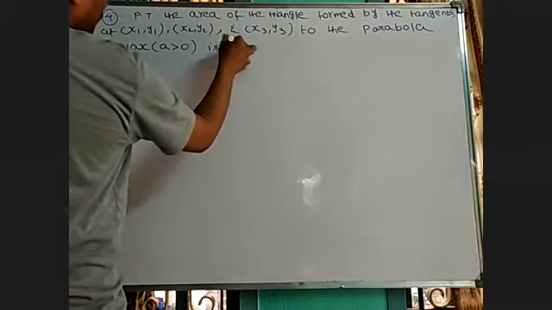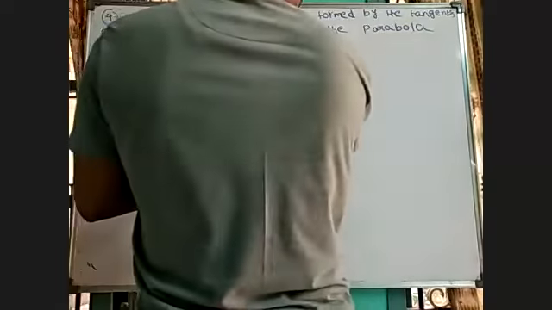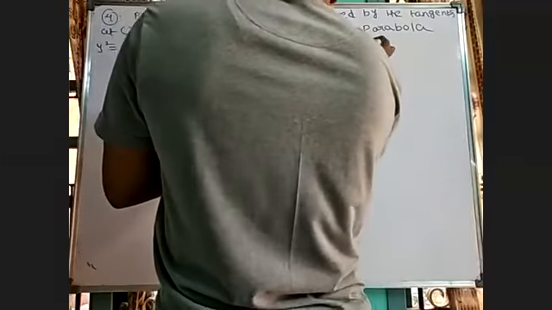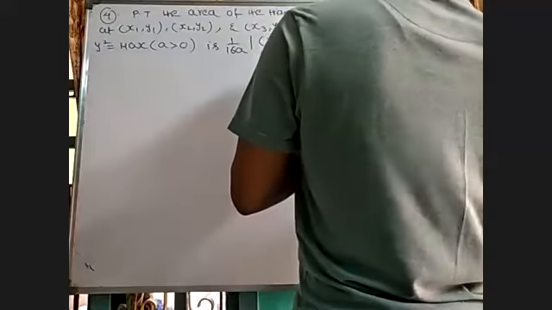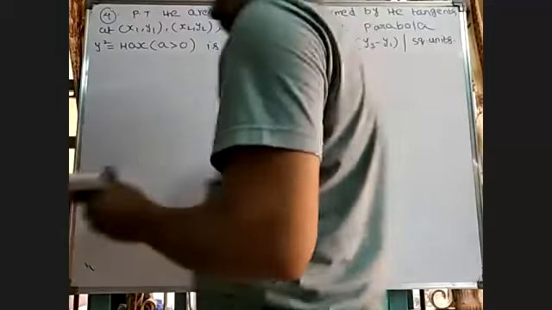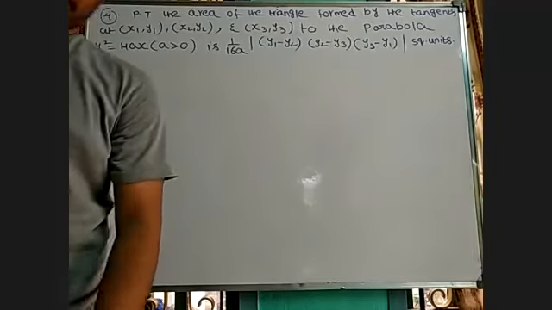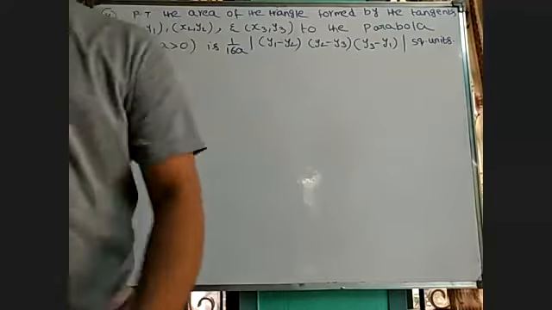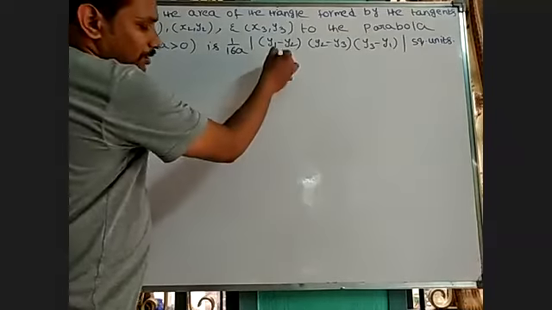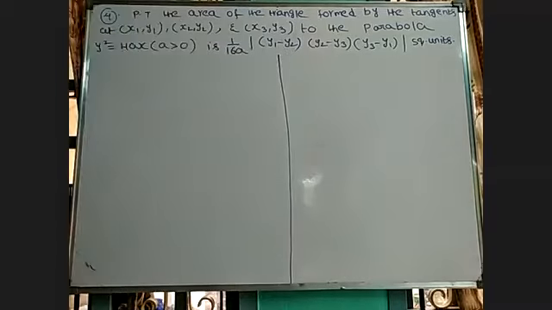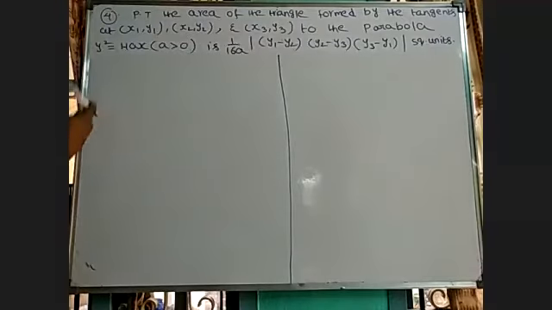is 1 by 16a, mod of (y1 minus y2)(y2 minus y3)(y3 minus y1), square units. Okay. See there, first, this is also a lengthy sum, okay? First, we are drawing the diagram for this.